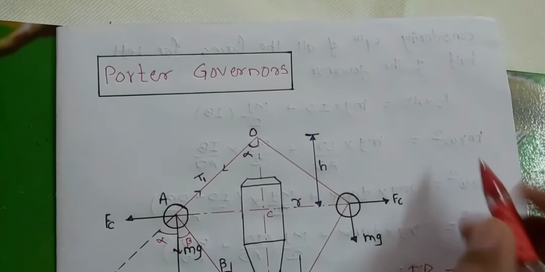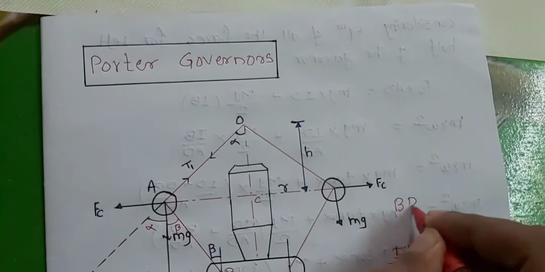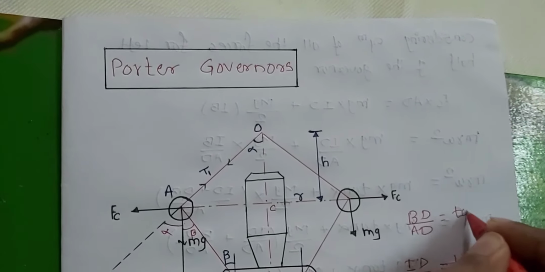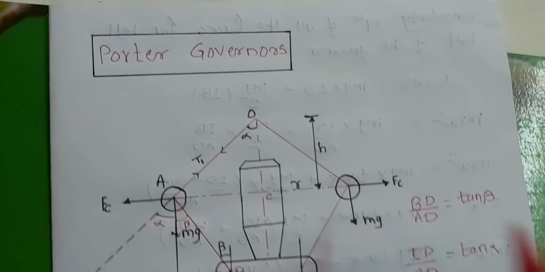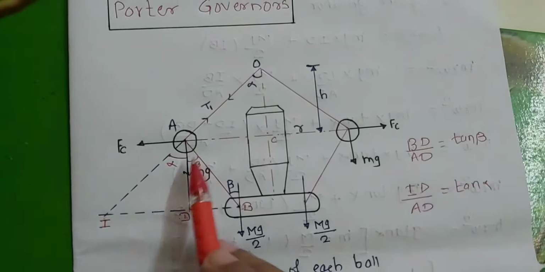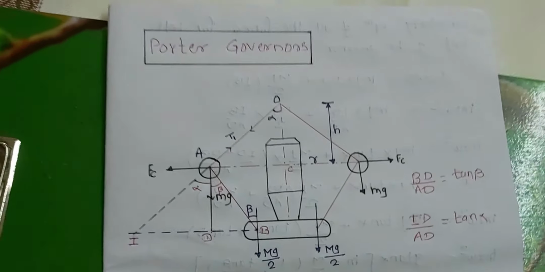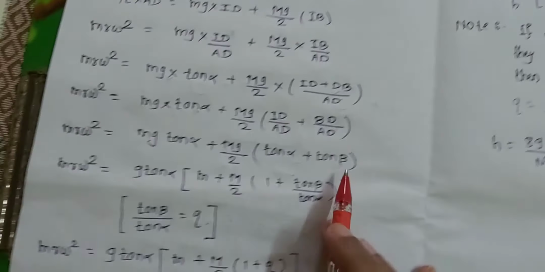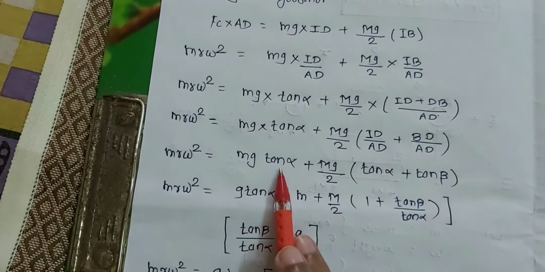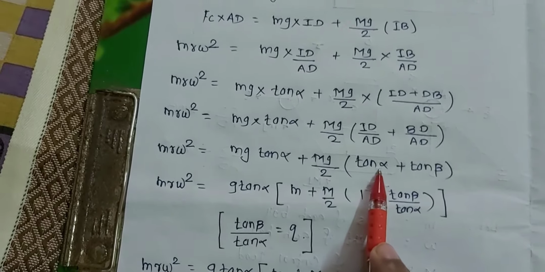What is that? BD divided by AD is nothing but tan beta. Look into the figure, BD divided by AD is tan beta.